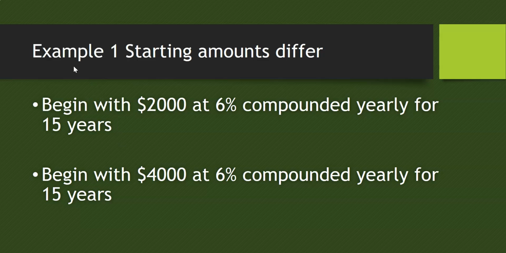So we're going to look and compare how our final amount differs when we begin with different starting amounts. So we're going to begin with $2,000 and we're going to invest that. Our investment is going to be at 6% compounded yearly for 15 years. And then we're going to begin with $4,000 at 6%. Notice that this percentage is the exact same as here. We're going to also compound yearly. And we're going to also leave our investment to gain interest for 15 years.